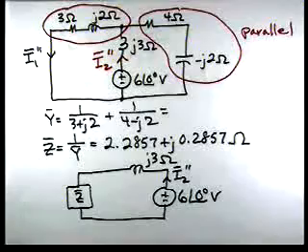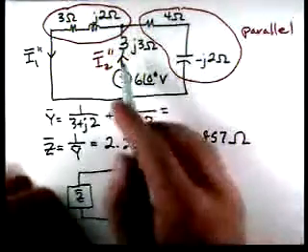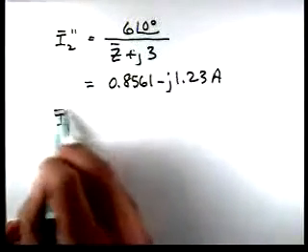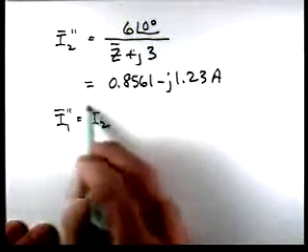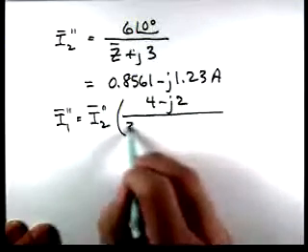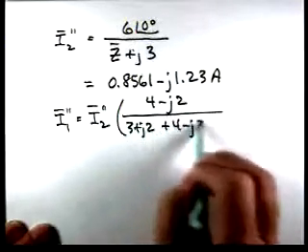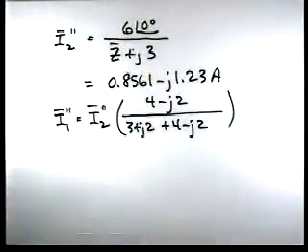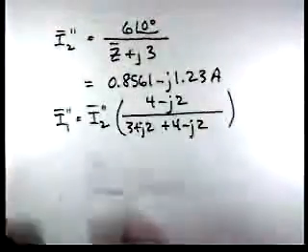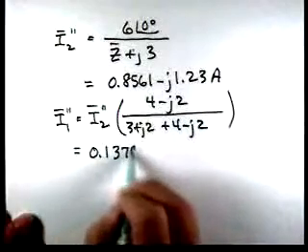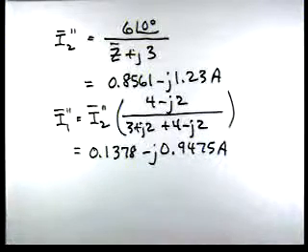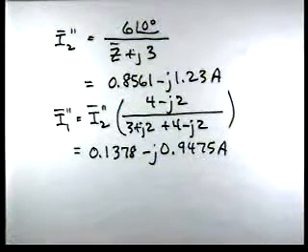Now we can use current division, because I2 enters here and it's going to split. By current division, I1 double prime is I2 double prime times 4 minus j2 over 3 plus j2 plus 4 minus j2. Again, that's a current divider. We want the current through this impedance, so this one is placed in the top. This turns out to be 0.1378 minus j0.9475. That gives us the contribution from the 6 at angle 0 source.